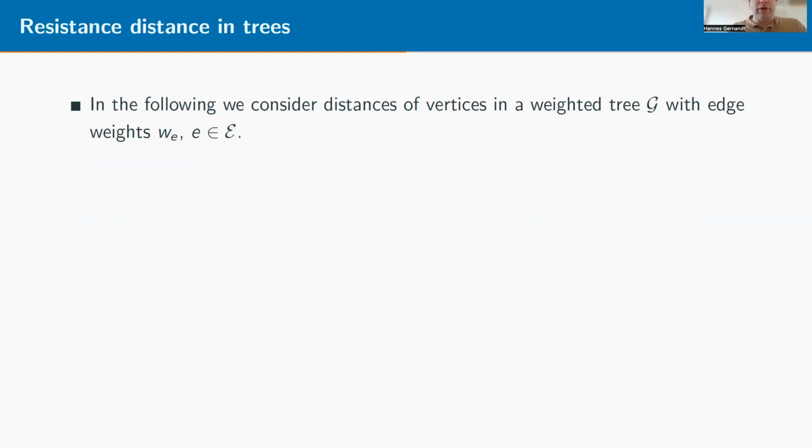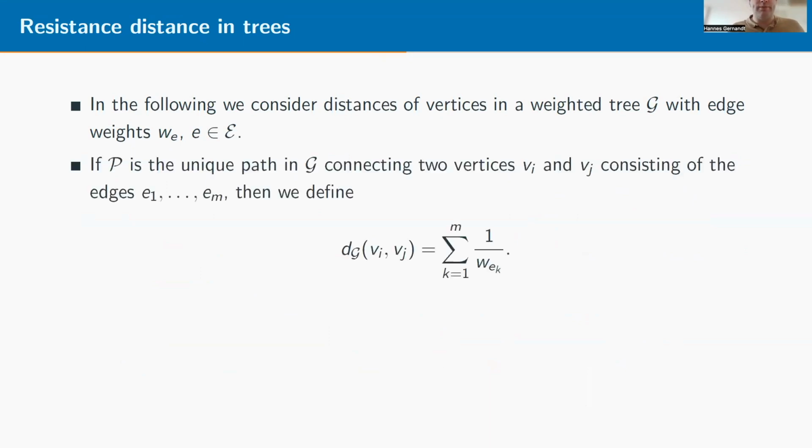So how can we now define a distance in a weighted tree? As I said, we recover the distance. This is the main idea. And from recovering distances, we can recover the tree structure. Okay, so since G is a tree, we have a unique path which connects two vertices, and then we define the distance in the following way.